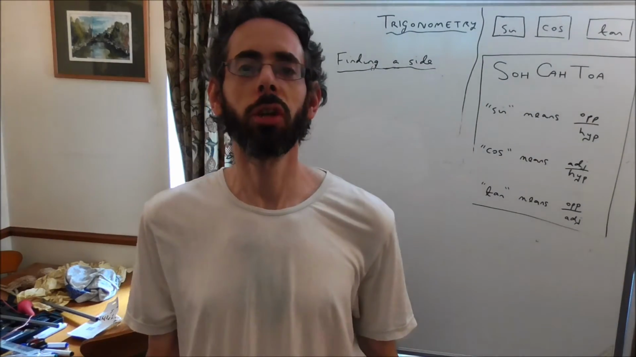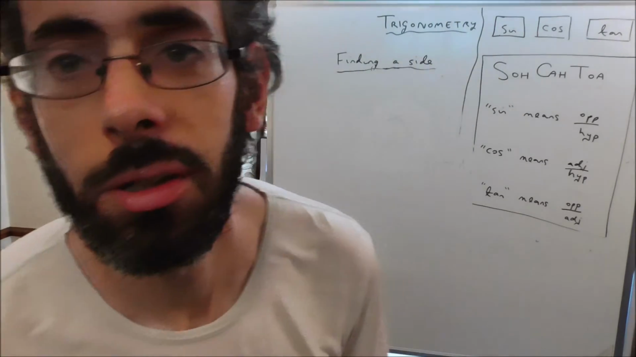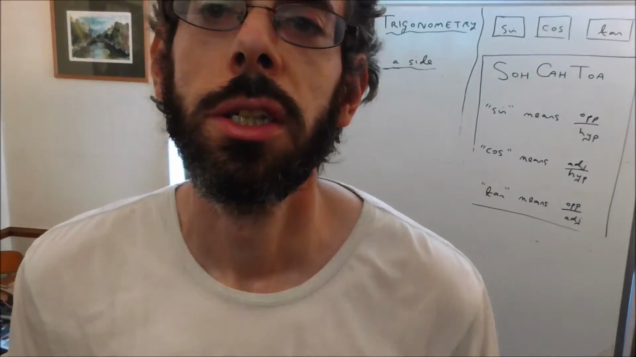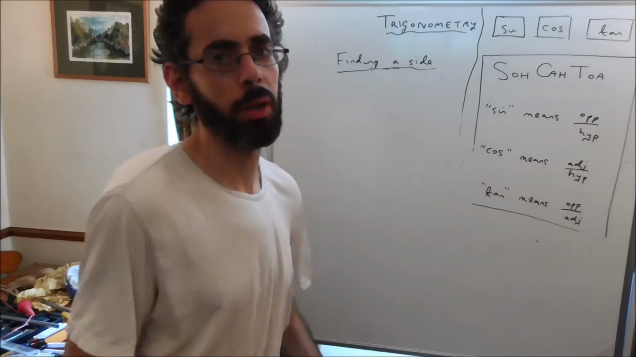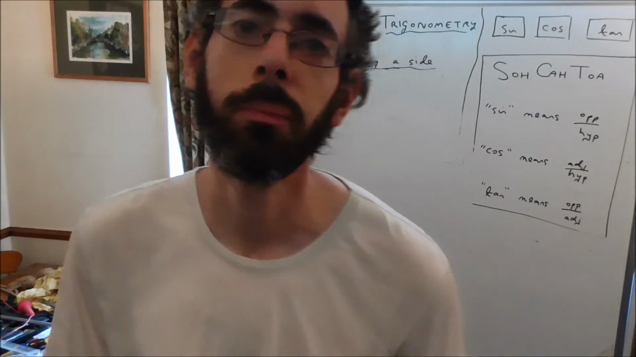That's the end of the first lesson on trigonometry. I'm going to be doing one more lesson on trigonometry. I think I'll call it Lesson 2 on trigonometry. In this lesson we were finding missing sides. In the next video I'm going to be doing finding missing angles of right-angled triangles.